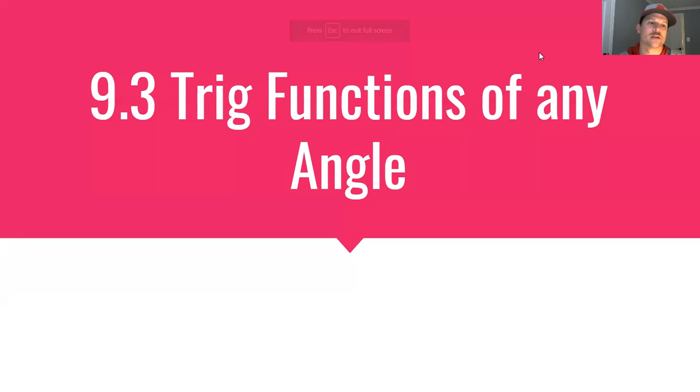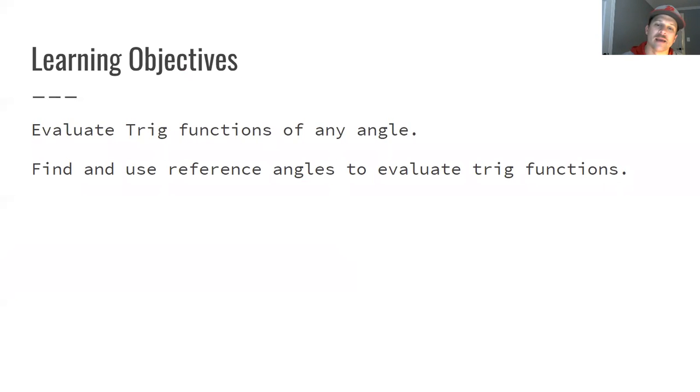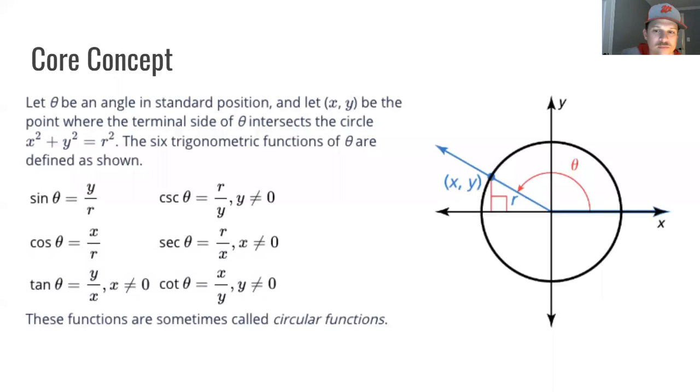All right, Big Ideas Algebra 2, Section 9.3, trig functions of any angle. So we're going to be able to evaluate trig functions of any angle, not just of the common ones like 30, 45, and 60, 90, of any angle in between those. But then we're also going to use reference angles to compare and contrast two different trig ratios.